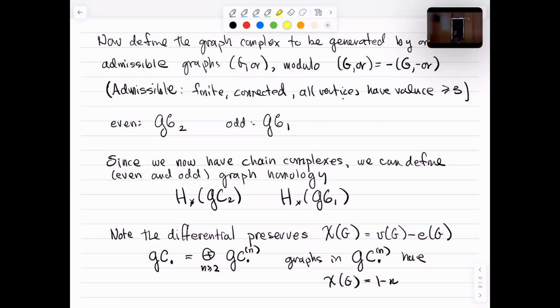And one thing to notice about this whole concept is if you look at the Euler characteristic of the graph, the vertices minus the edges, then doing an edge collapse doesn't change that. It decreases the number of edges by 1, and it decreases the number of vertices by 1. So the Euler characteristic doesn't change. So in fact, this whole graph complex, both the even and the odd ones, decompose into a direct sum of chain complexes, one for each Euler characteristic.